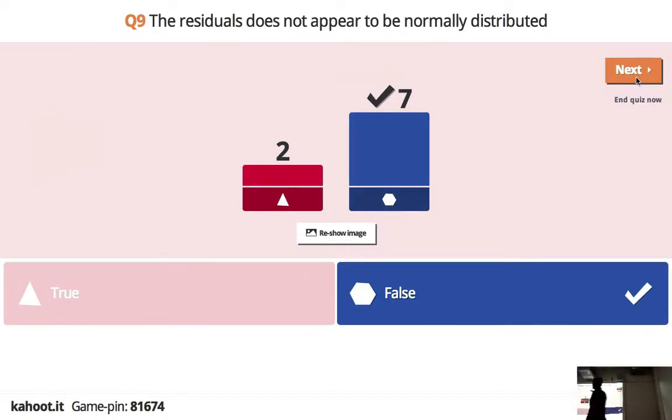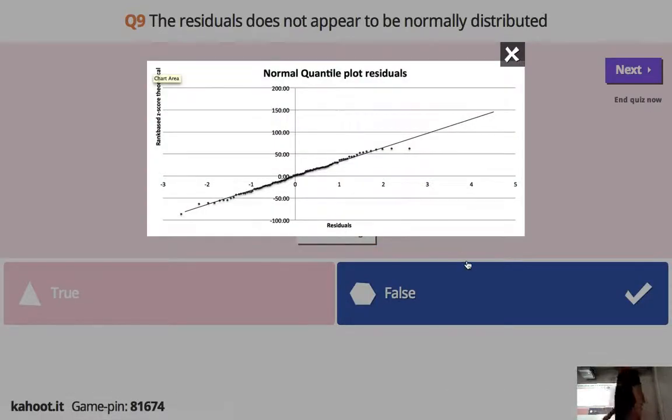Ah, the problem was, didn't you see the not? Yeah, okay. But it appears that the residuals seem to be normally distributed, right? So this was false. It says does not appear to be normally distributed, but they do appear to be normally distributed, right?